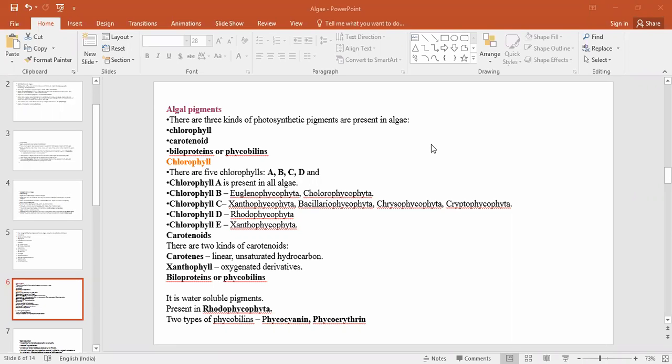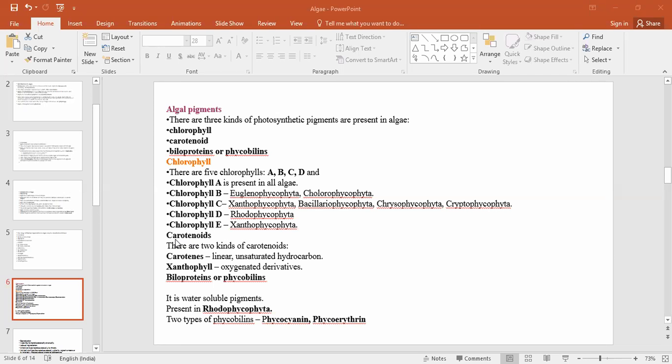There is a chance of a question being asked: which group of algae possesses chlorophyll C? They may give the options: A, Euglenophyta; B, Rhodophyta; C, Xanthophyta; and D, Chlorophyta, or all of the above. So read this classification of the algae very carefully. There are five classes: A, B, C, D, E.